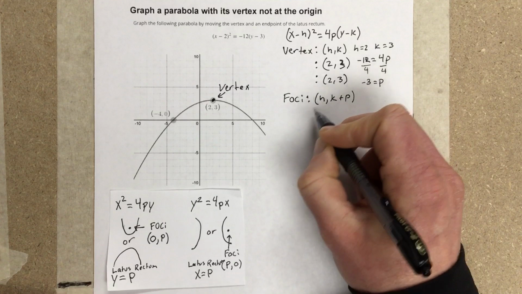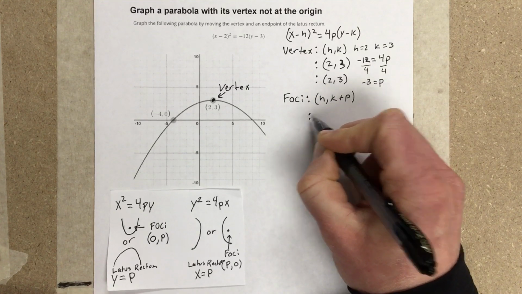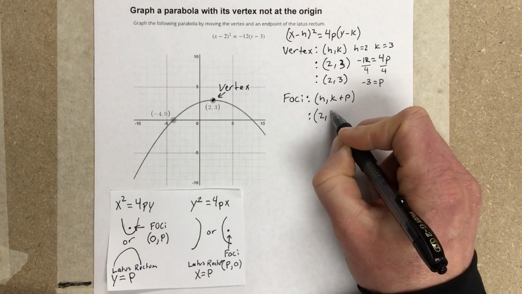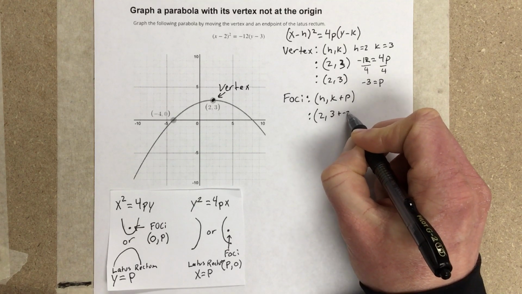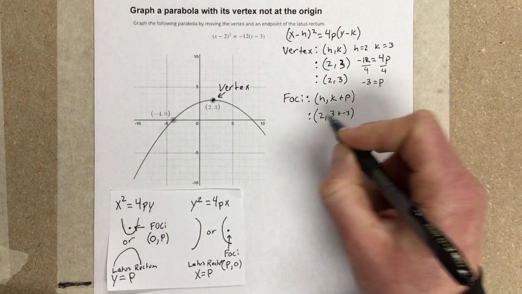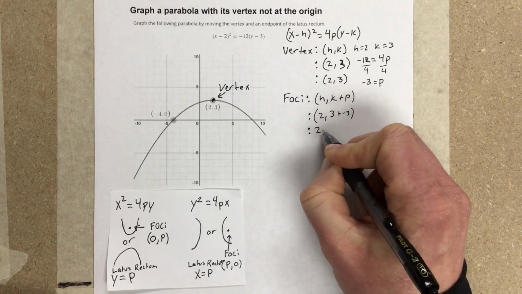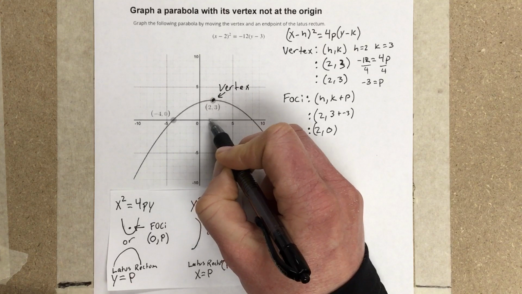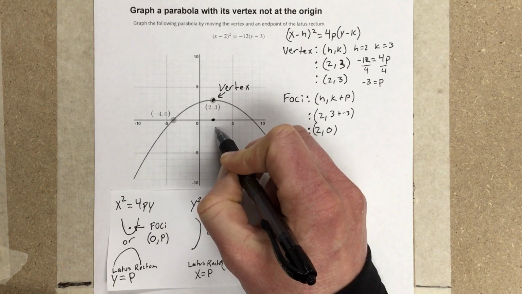So then when I find the foci, I can say that this is really h, which is 2, and k is 3 plus negative 3. So my foci would be (2, 0). So if I go to (2, 0), that would be right here, and this is the foci.